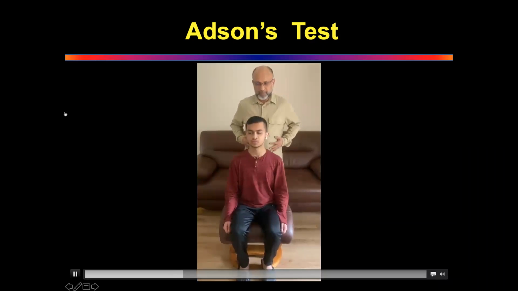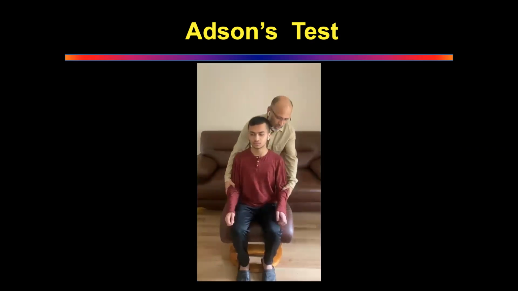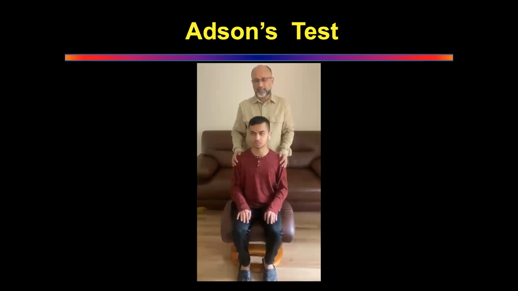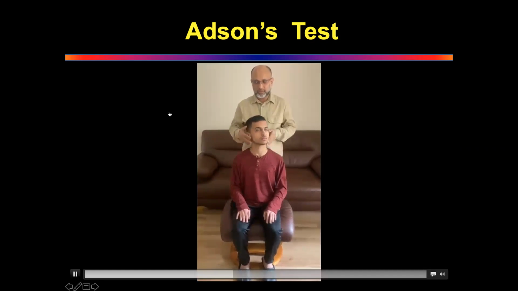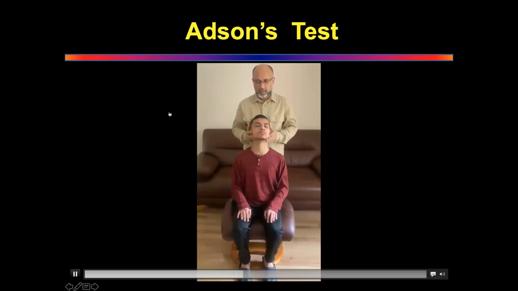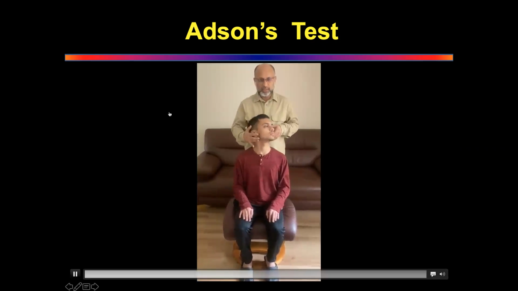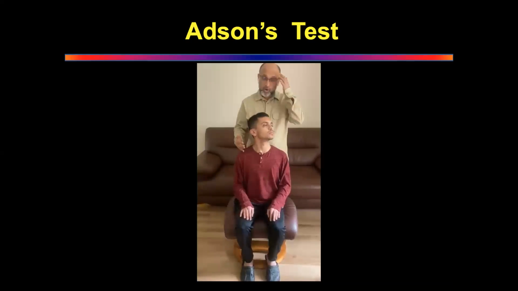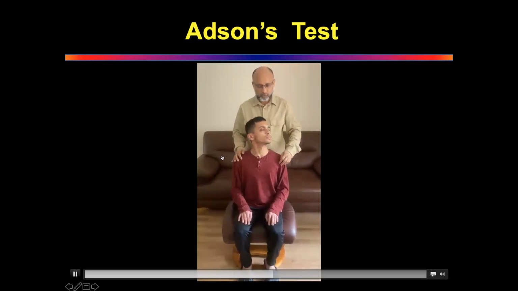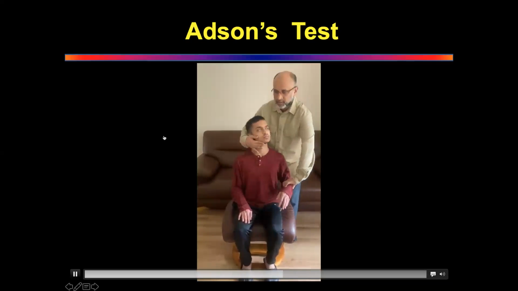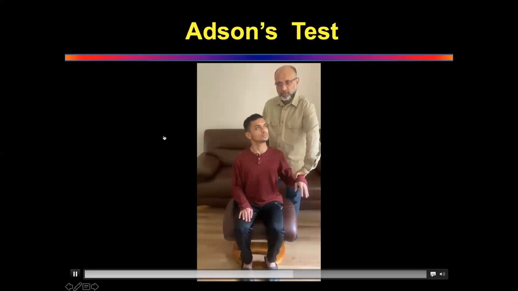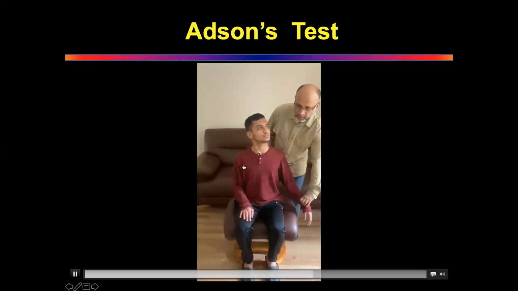You stand behind the patient, you have the patient put his arms on his lap, and you ask the patient to rotate and extend his neck to the tested side. So he does an extension and then rotation, and then he takes in a deep breath and holds the breath for up to 30 seconds. The physician feels the radial pulse and looks for any change in the radial pulse volume.